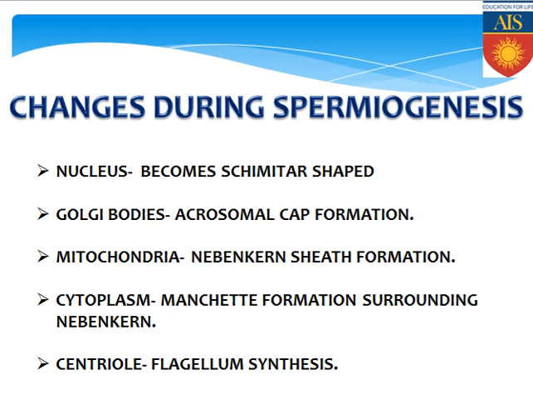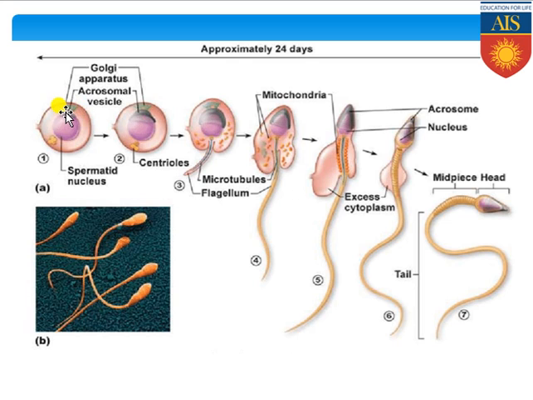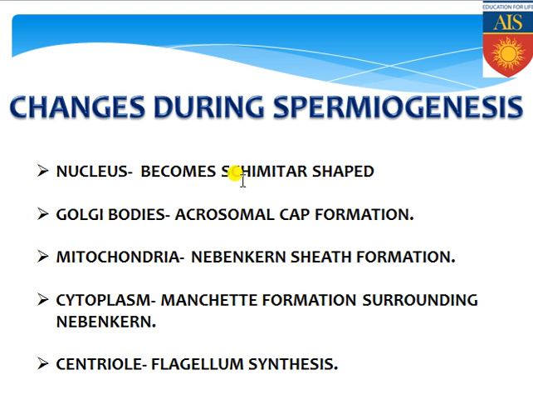Centriole will be present in the spermatid, and those centrioles are coming downward. This is the centriole, and this centriole comes downward so that it will produce the flagellum, the tail-like structure, which will give the tadpole shape to the sperm. So these are overall the changes happening during the spermiogenesis process.